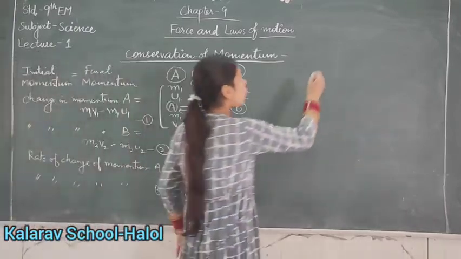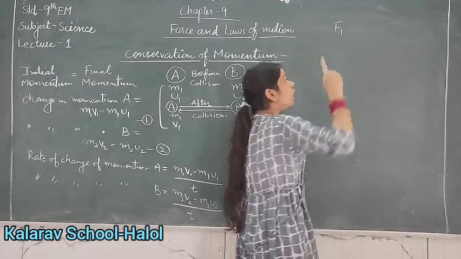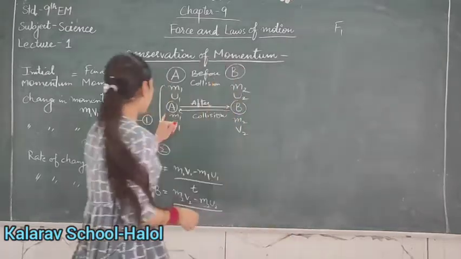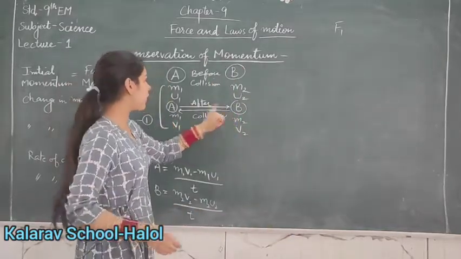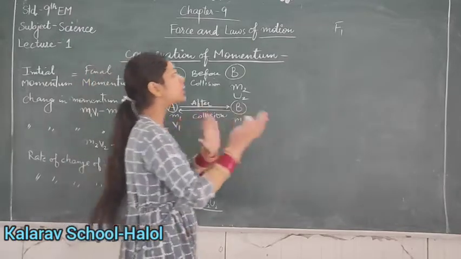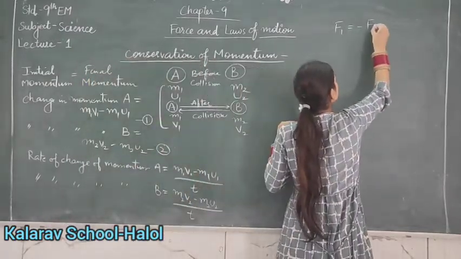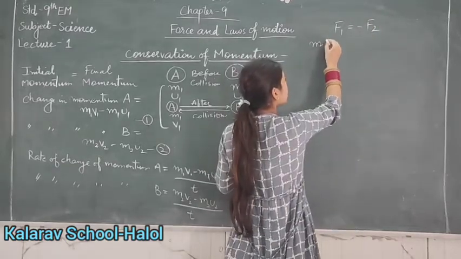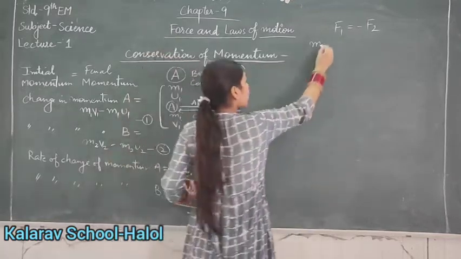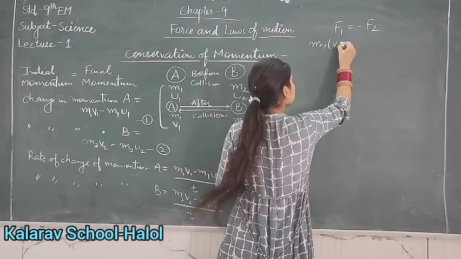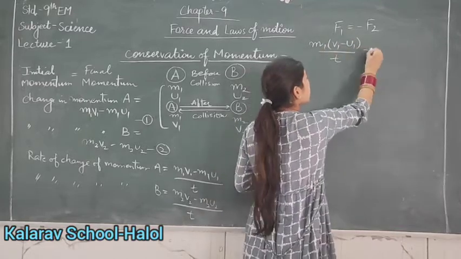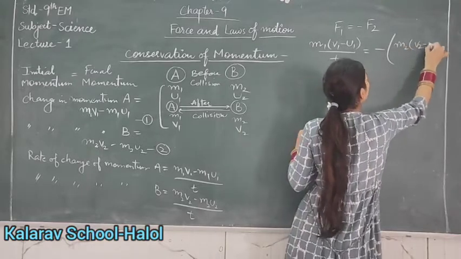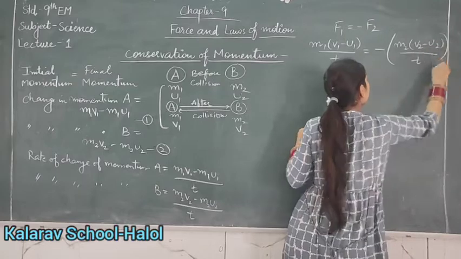But we know from Newton's third law of motion, to every action there is an equal and opposite reaction. If A applies a force on B and B applies a force on A, those forces are opposite. So F1 is minus F2. What is F1? F1 is the rate of change of momentum, so it is m1 (v1 minus u1) upon t. What is F2? Minus m2 (v2 minus u2) upon t.